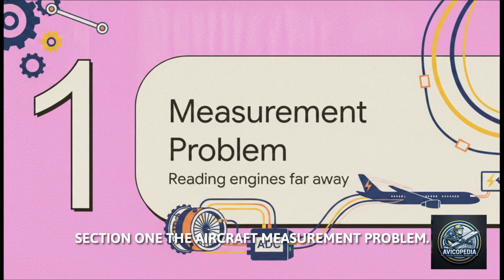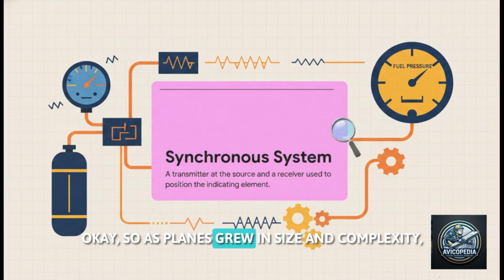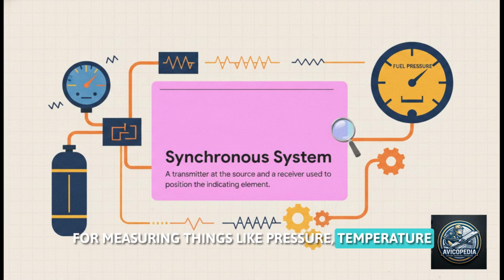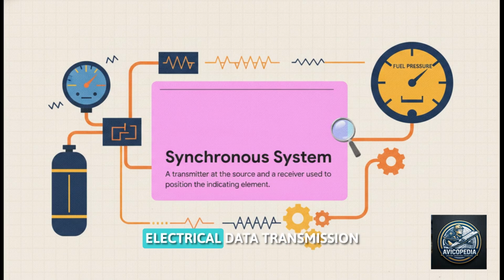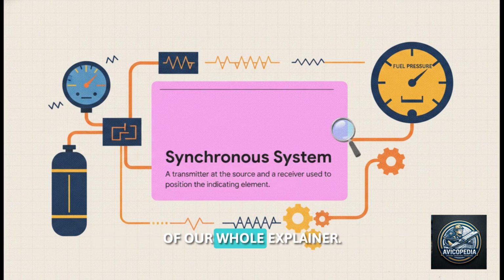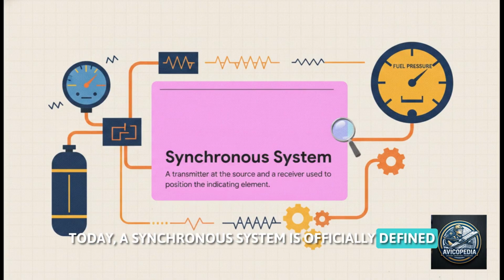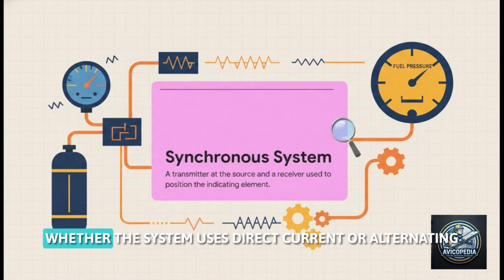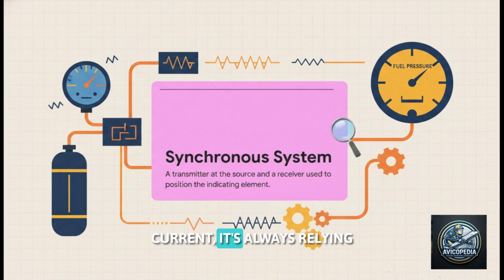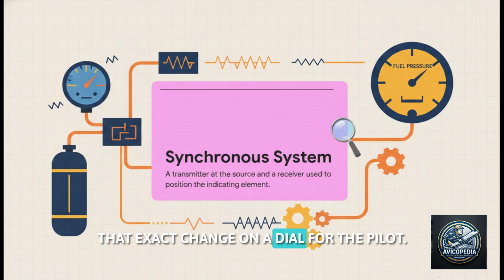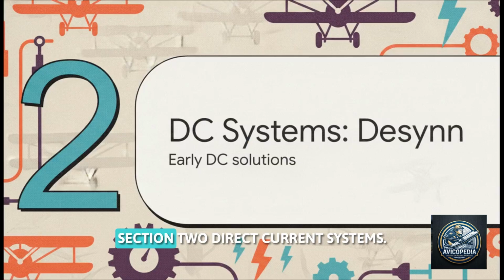The aircraft measurement problem. Okay, so as planes grew in size and complexity, relying on physical, mechanical linkages for measuring things like pressure, temperature, and fuel levels became totally impossible. Electrical data transmission absolutely had to step in and save the day. And that brings us to the core concepts of our whole explainer today. A synchronous system is officially defined as having a transmitter at the source of measurement and a receiver used to position the indicating element. Whether the system uses direct current or alternating current, it's always relying on this fundamental relationship. The transmitter feels a change, let's say a spike in fuel pressure, and the receiver mimics that exact change on a dial for the pilot. They are perfectly synchronized.